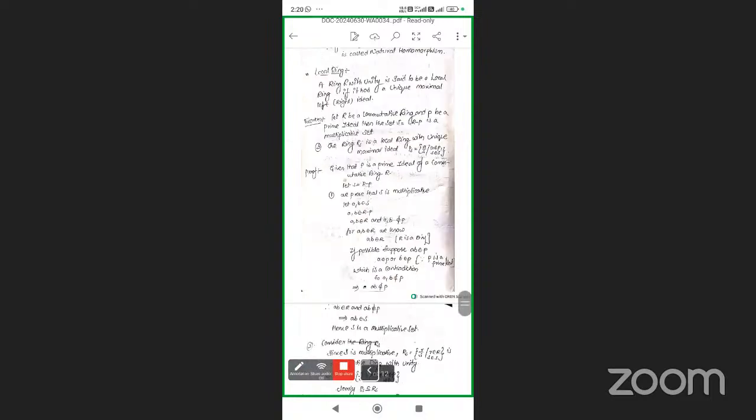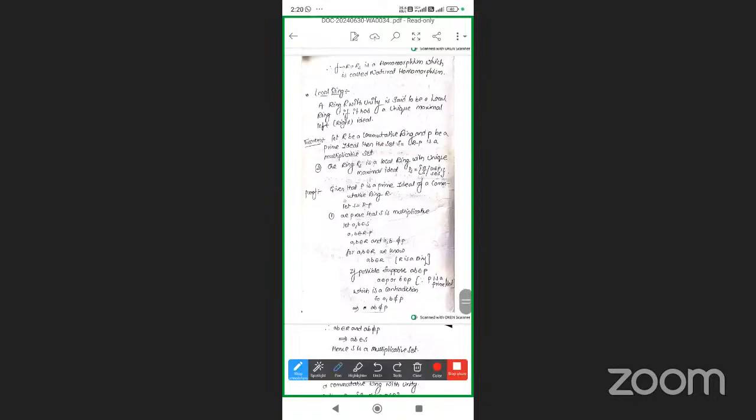What is the definition of a local ring? A ring R with unity is said to be a local ring if it has a unique maximal left or right ideal.